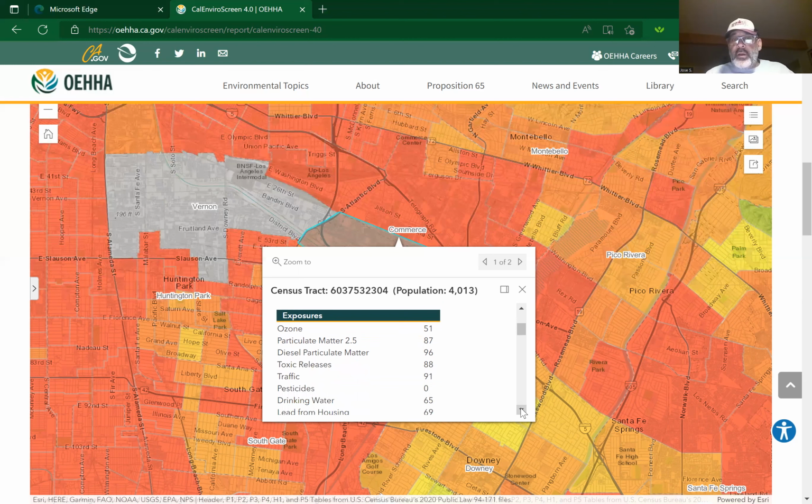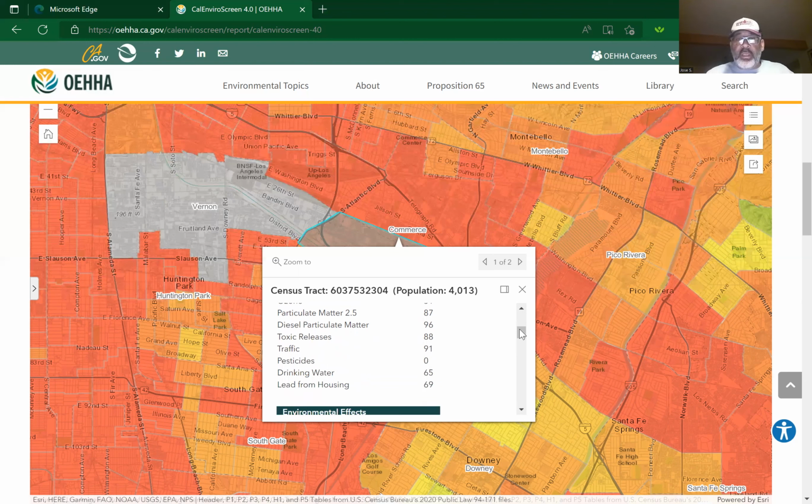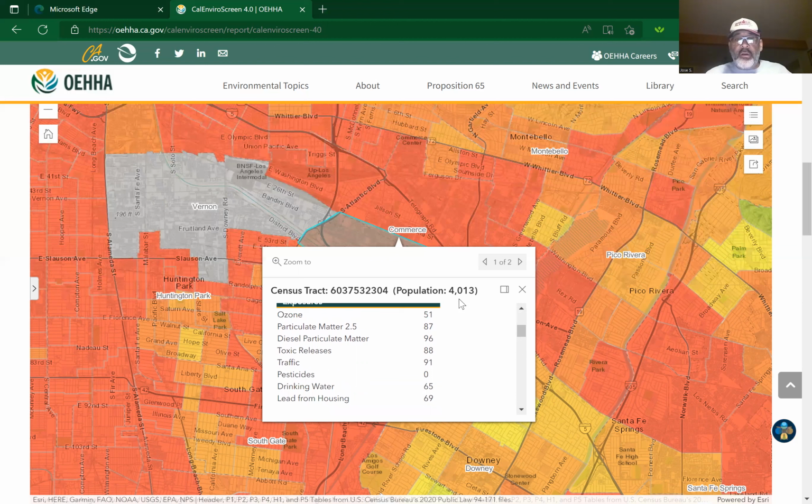So these are the exposures, the types of pollutants. This is what the pollutants are. It's in the 51st percentile for ozone, so it means it's in the middle as far as you add up all the ones in the state.